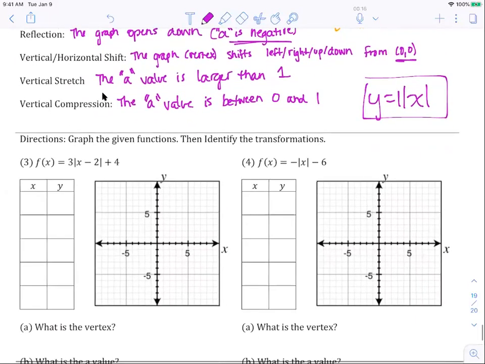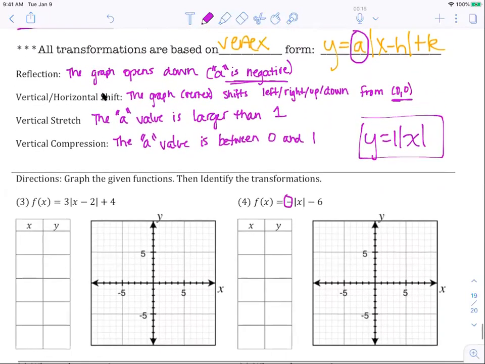It has to be something that's different. So like if you compare examples down below, number 4, if I were to ask you about does it have a stretch or a compression, our answer would be no. Because the number in front, yeah, it's a negative. Now that's different. That's a different transformation. But the number itself in front is when that number is something other than 1.